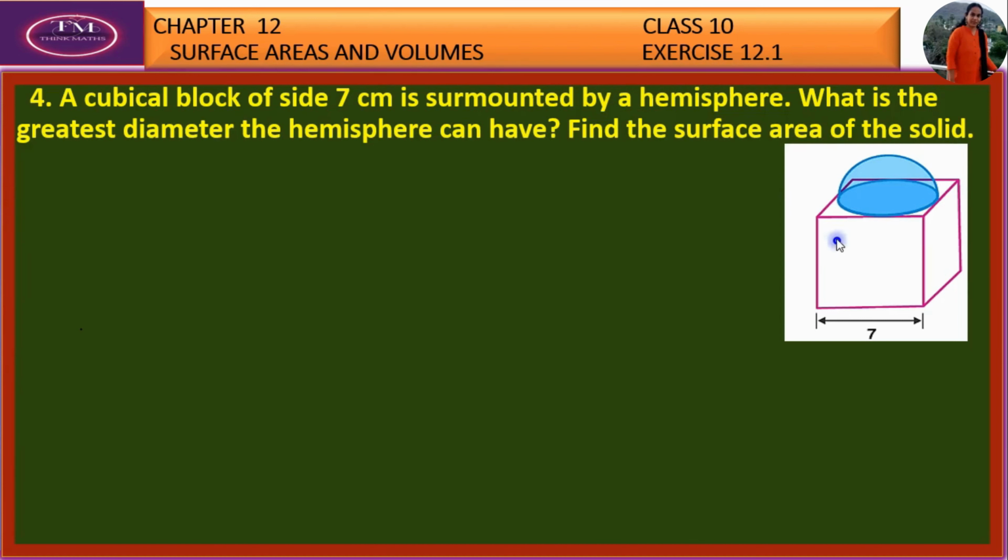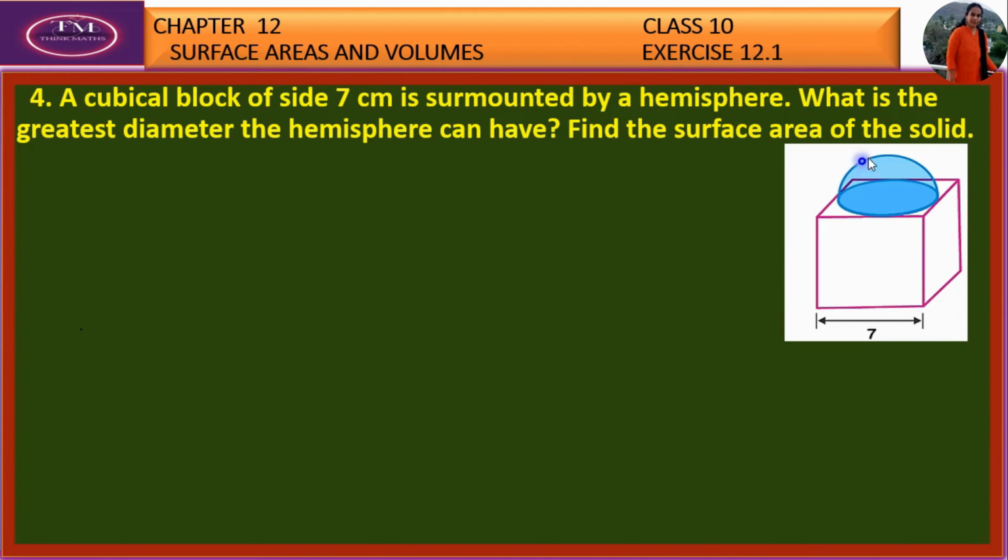So what is given? A cube and a hemisphere. This hemisphere is mounted on the cubical block. This cubical block is surmounted by a hemisphere. So what is the greatest diameter the hemisphere can have? If a hemisphere is kept on a cube, what is the greatest diameter it can occupy? So this is the side. The side of the cube is 7 centimeter.